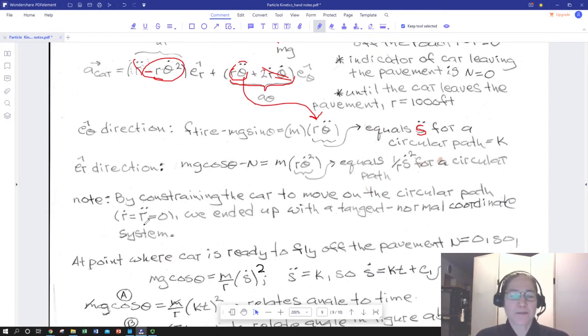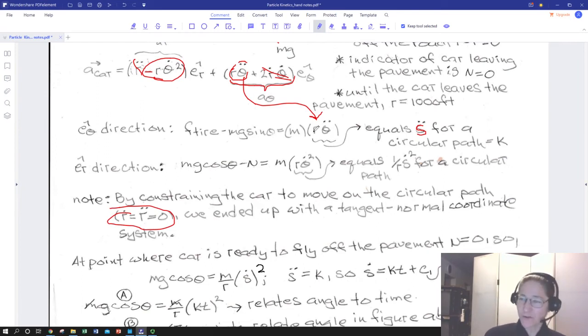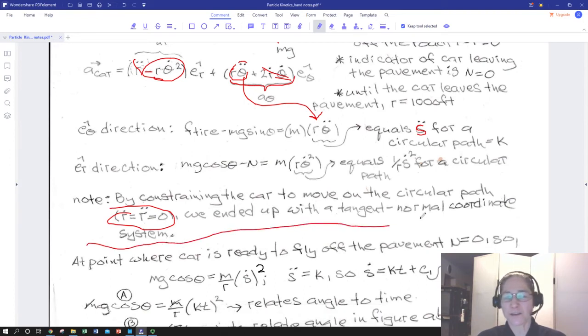So reminding myself again, r dot and r double dot are 0. With that simplification, we're effectively using a tangent normal. So I'm going to switch over from r theta dot and r theta double dot to s double dot and s dot from here on out. I'm making the switch at this point, saying, okay, I'm switching coordinate systems and using this relationship and this relationship. And of course 1 over r is 1 over 1,000 feet.